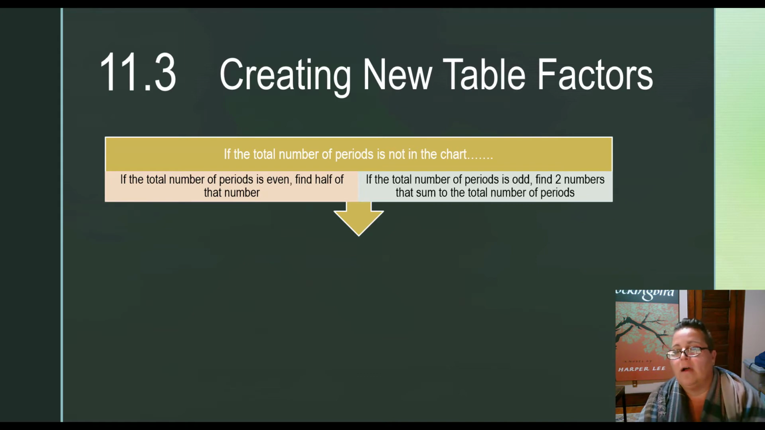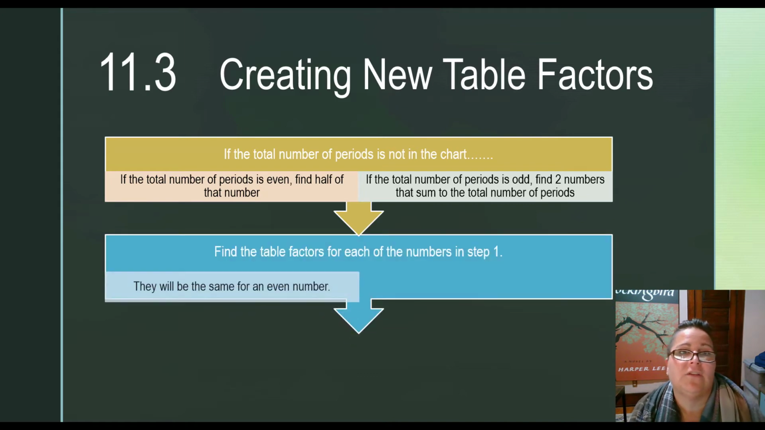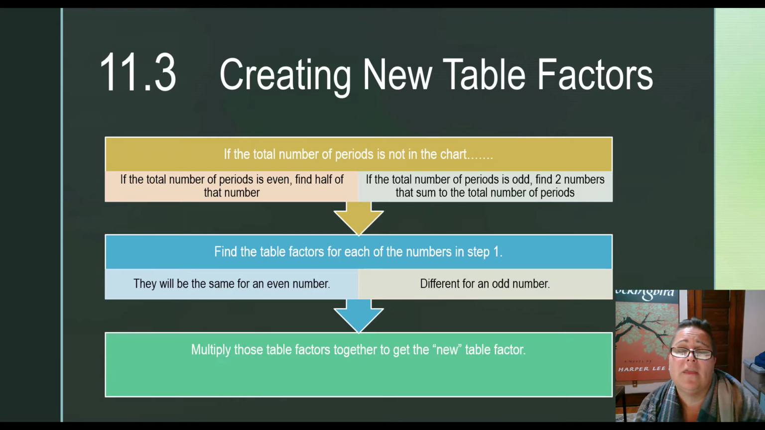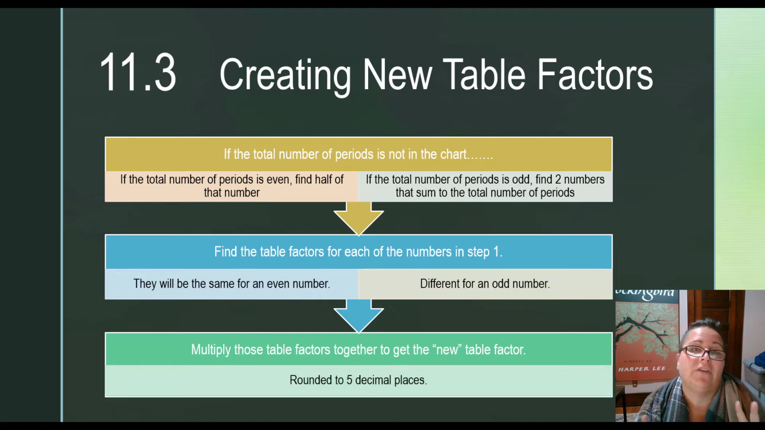Okay? All right. You're going to find the table factor of each of those numbers. If they're even numbers, it'll be the same, because you'll be looking up 3% interest for 20 and 3% interest of 20. And if you've got an odd number of periods, then they'll be different numbers. So there you have to look up two separate table factors. Once you have a table factor for each piece, you want to multiply those two together, so you will have the new table factor. We would then round that to five decimal places. We'll keep a lot of decimals. Yep. I have an example of that one next.